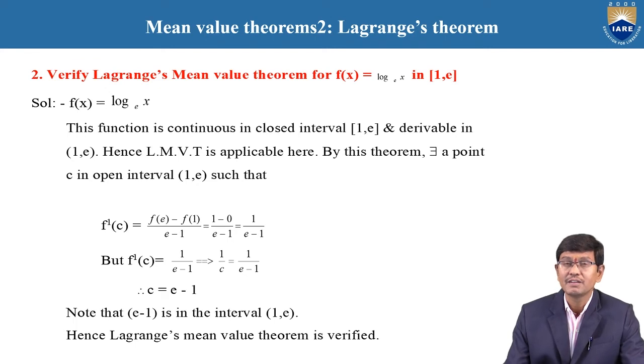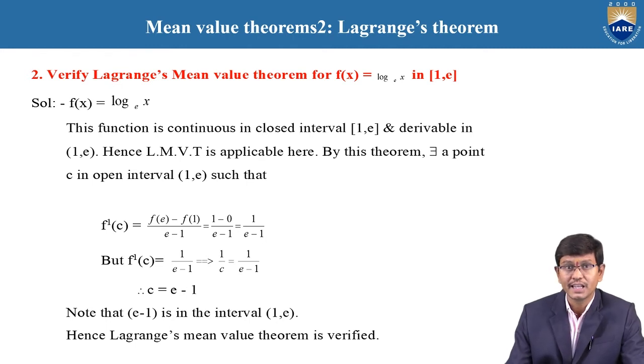Second one, verify the Lagrange's mean value theorem. The function f of x is equal to log x in the interval 1 comma e. And here also, according to the first condition, it is a continuous function. Why? Because the log function is a continuous function, specifically in the given limits 1 comma e.